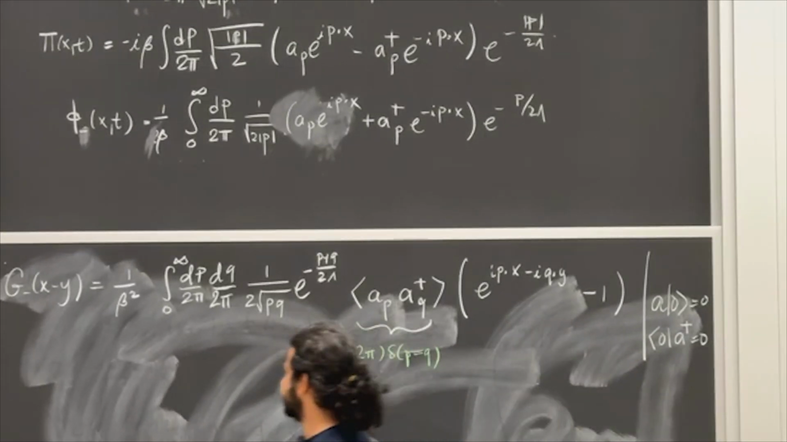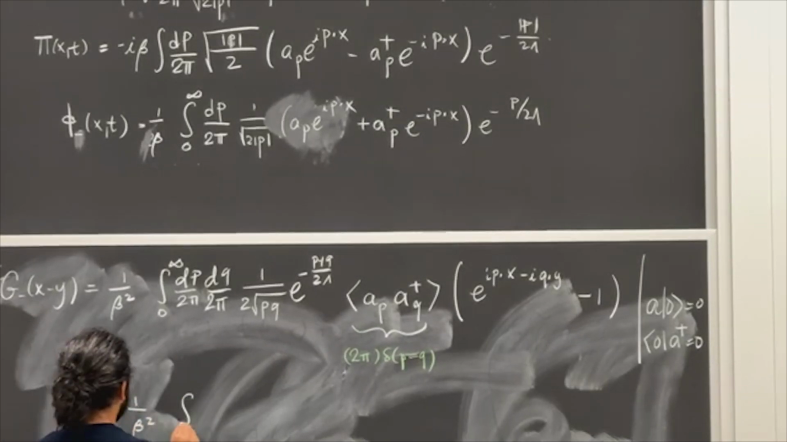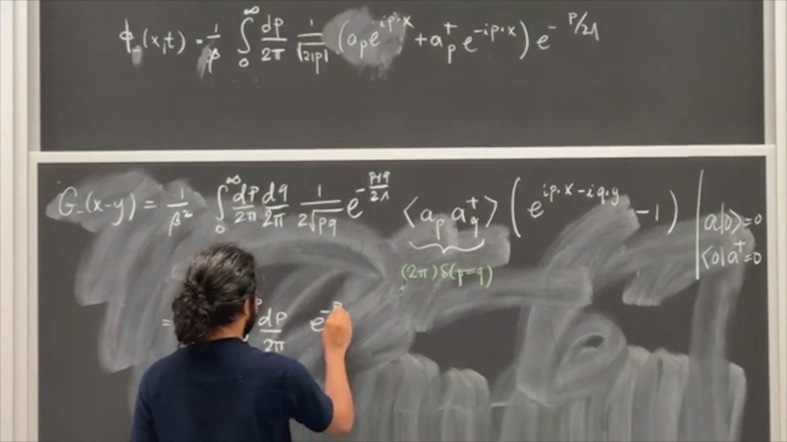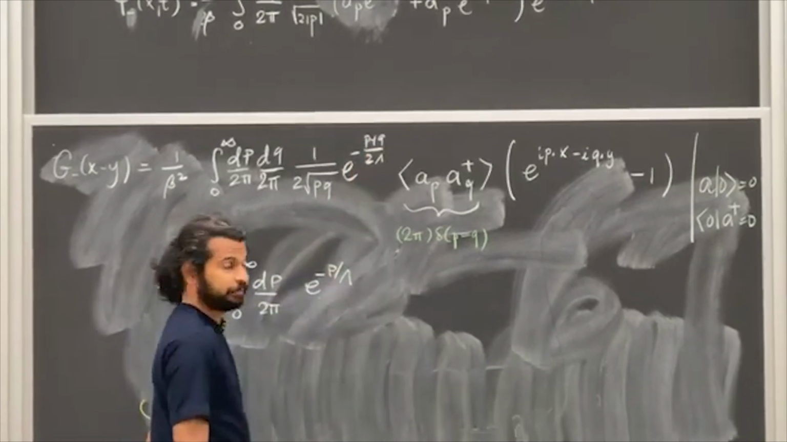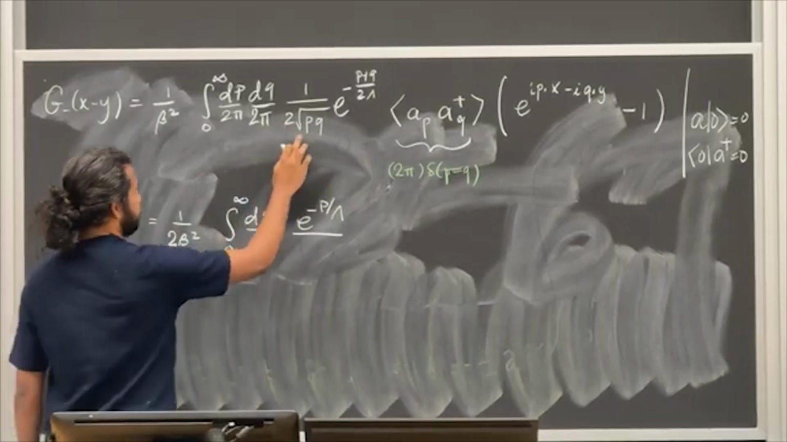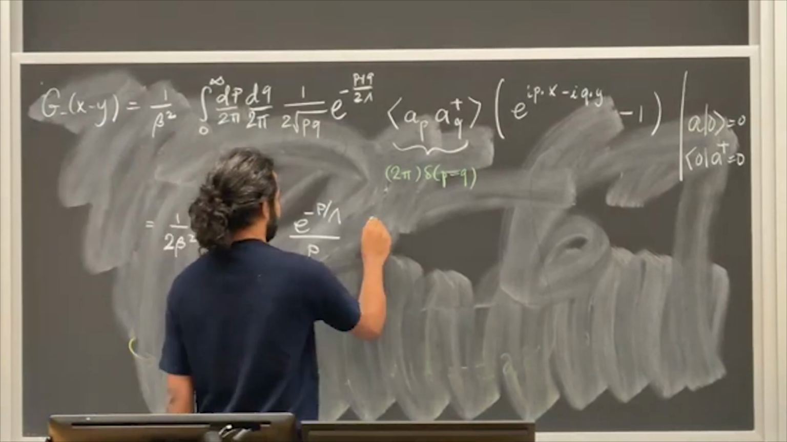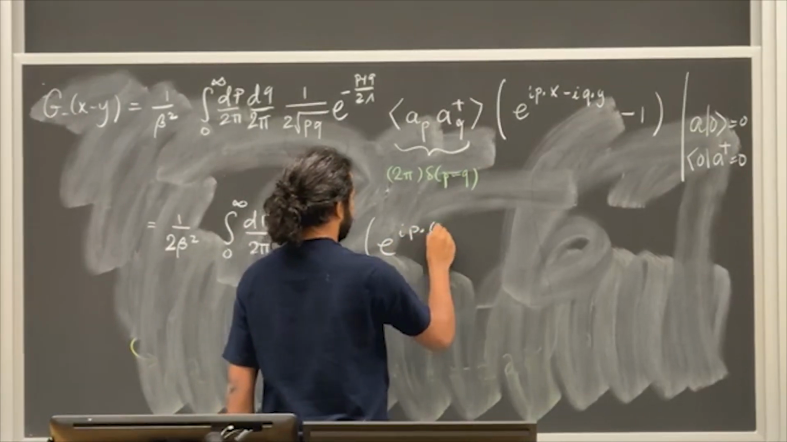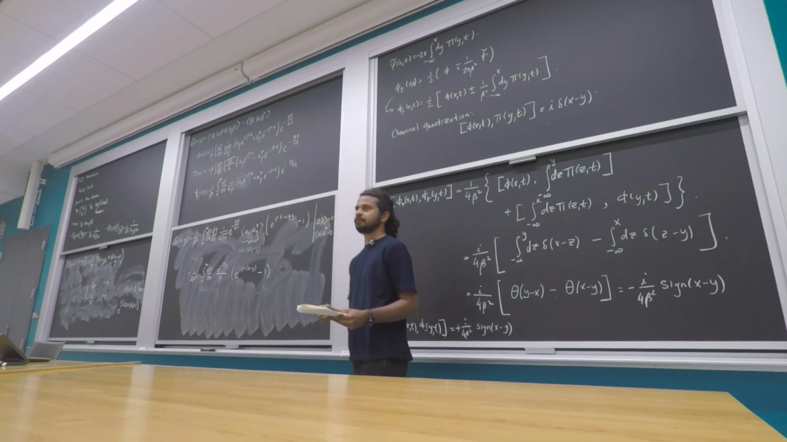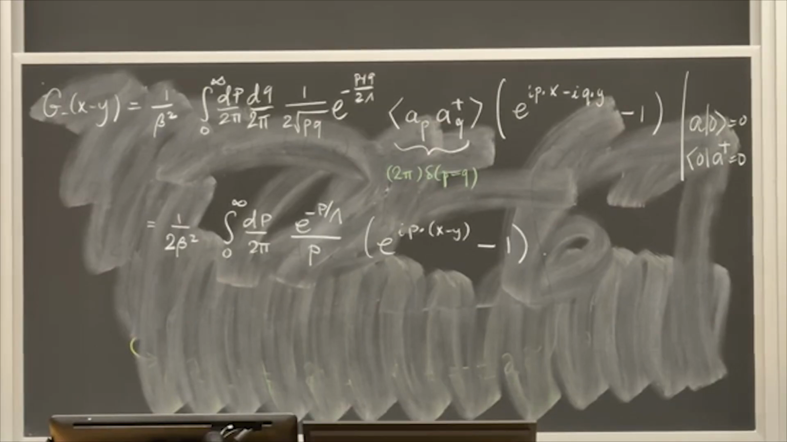Now I can perform one of the integrals. I get beta squared, integral from 0 to infinity, 2 pi e to the minus p by lambda. P and q are the same thing now, with a factor of 2 from here. The square root of pq becomes just p because p and q are the same thing, and e to the i p dot (x minus y) minus 1. All good? Now this integral can be done.